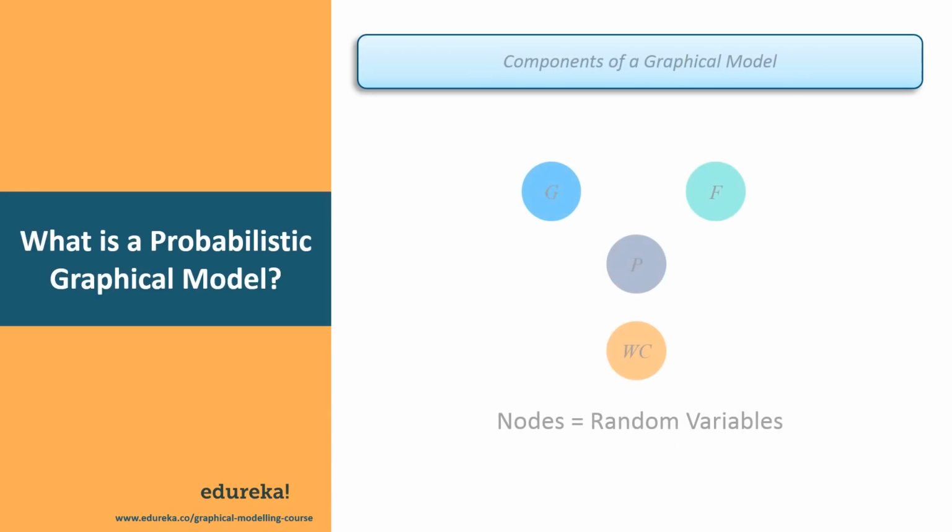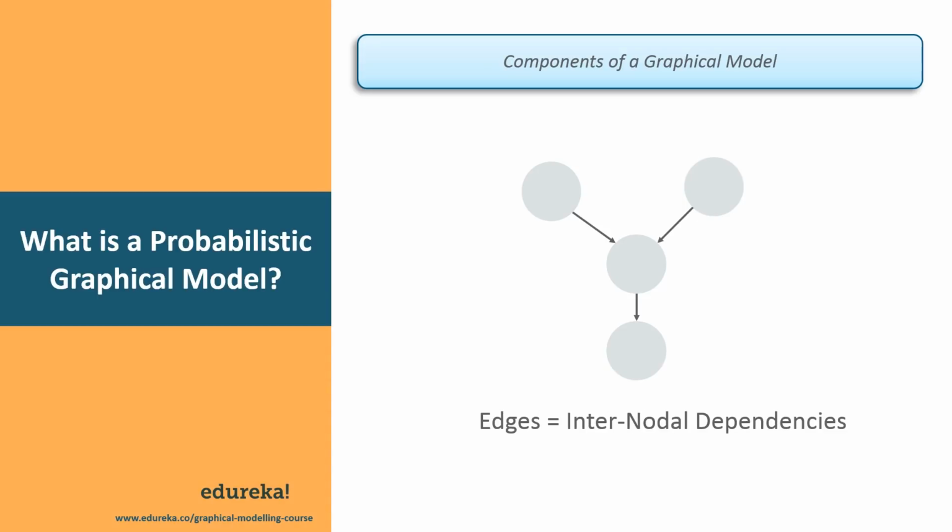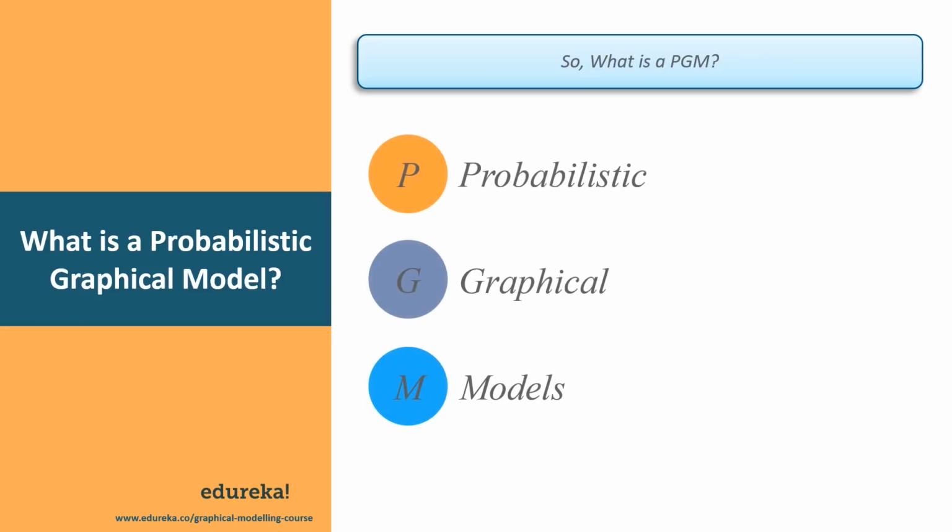Now let's move on and talk a little bit about the components of a graphical model. We have the nodes, which are random variables, and then we have the edges, which are statistically called the internodal dependencies. Sometimes all of those variables may be available for observation, while sometimes only subsets of them are. Either way, we can create a PGM out of all of them. So what is a PGM? What is a probabilistic graphical model?